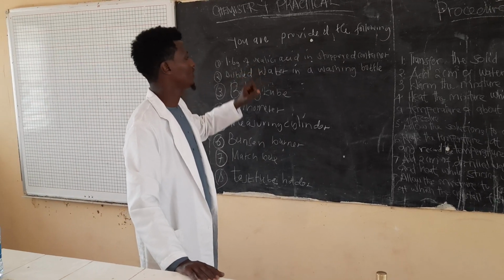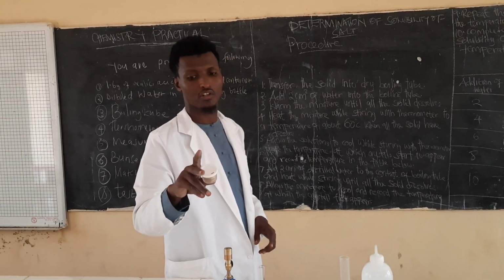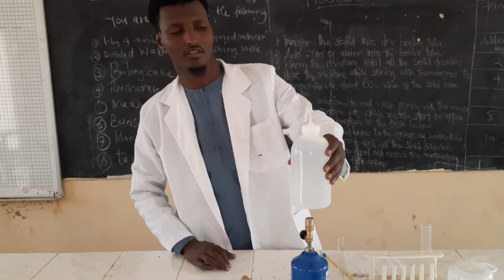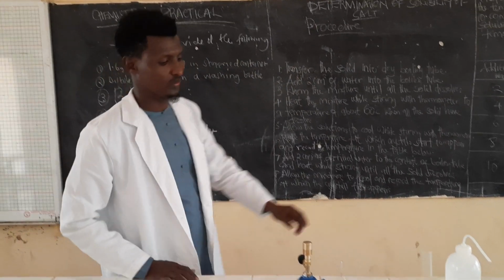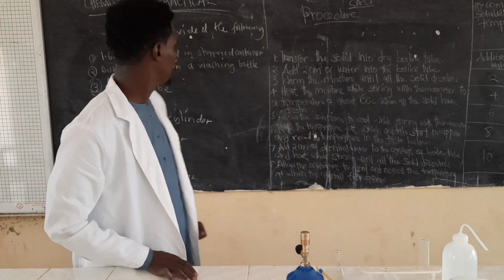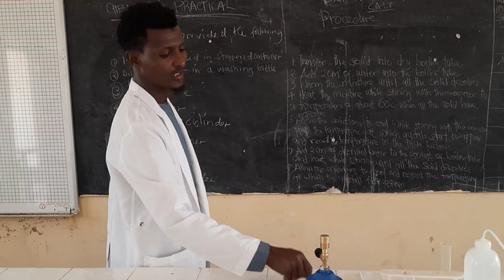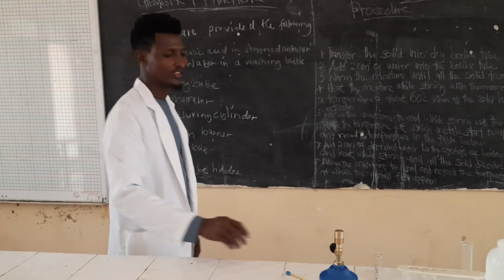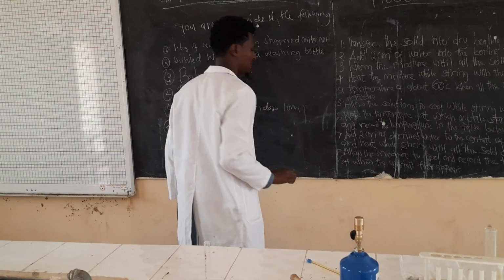1.6 grams of oxalic acid in a stoppered container, and distilled water in a wash bottle. And a boiling tube in a test tube beaker. We have the thermometer, which is used to measure the temperature. We have the 10 ml measuring cylinder.